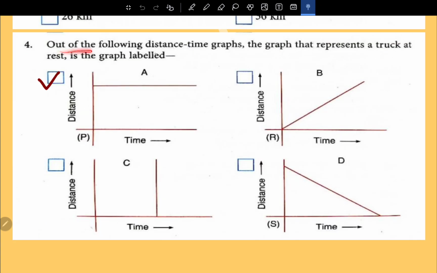Question number 4. Out of the following distance time graphs, the graph that represents a truck at rest is the graph labeled at this one. See, time is increasing, but the distance is at the same place. This distance is not increasing.